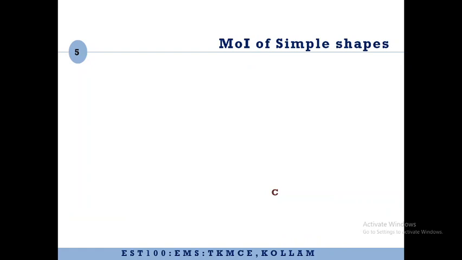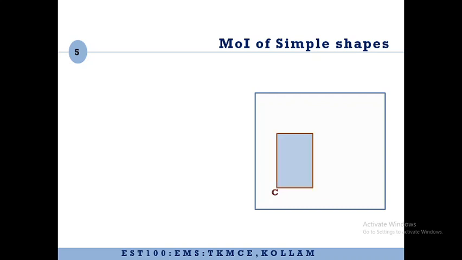So let us try to see the moment of inertia of some simple shapes. Let us consider a rectangle of width b and depth d. C represents one of the corners of the rectangle. Let us consider an xy axis passing through the corner C. Let G be the centroid of the rectangle and Gx and Gy represent the centroidal x and centroidal y axis.